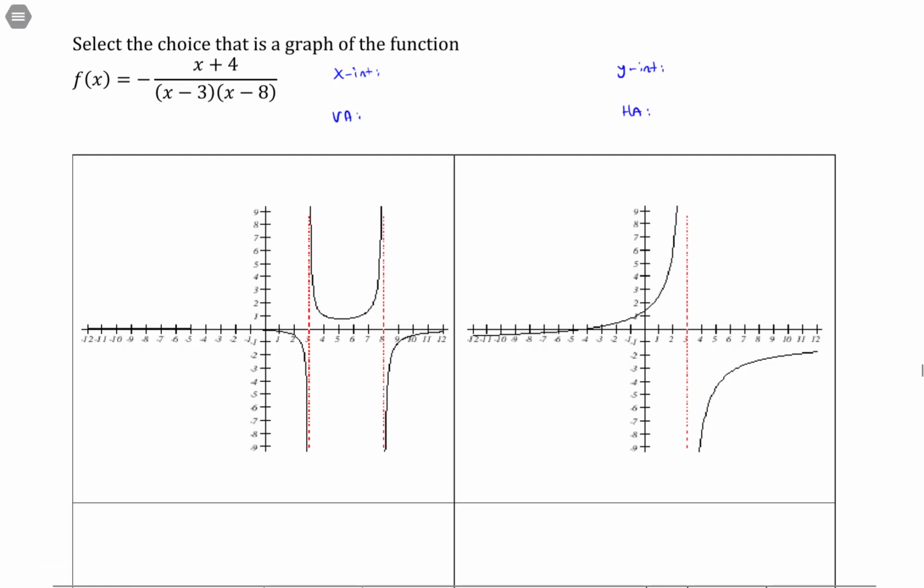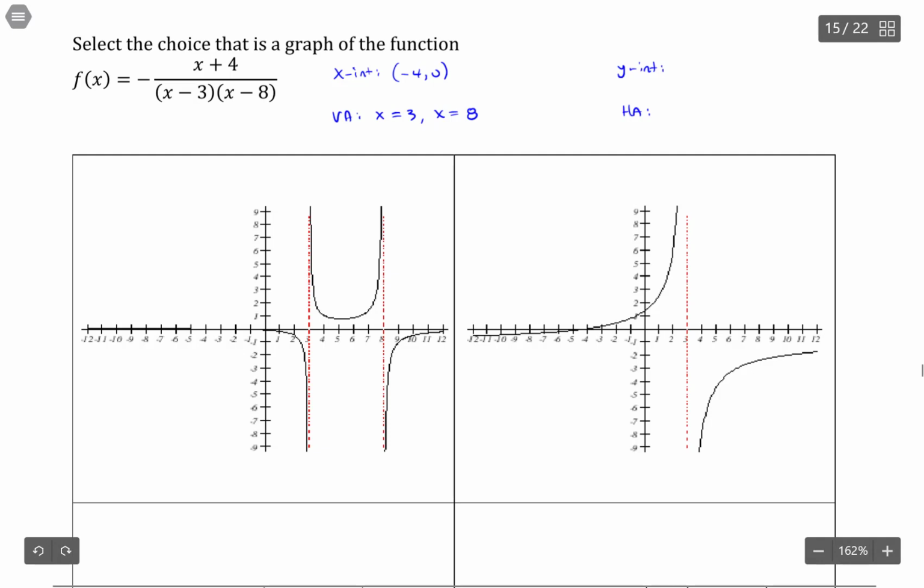So x-intercepts are locations where the numerator would be 0. If you have this in factored form, just take the factors and set them to 0. So if I take x plus 4 and set it to 0, I get negative 4 as an x-intercept. Similarly, vertical asymptotes occur at zeros of the denominator. So setting these factors to 0, I have vertical asymptotes at 3 and 8.